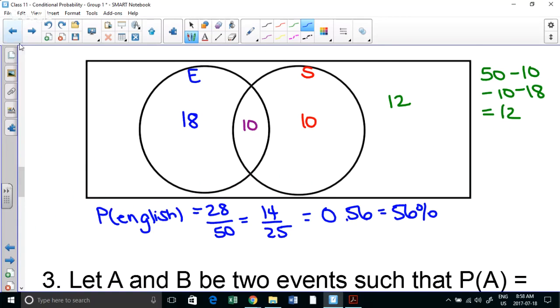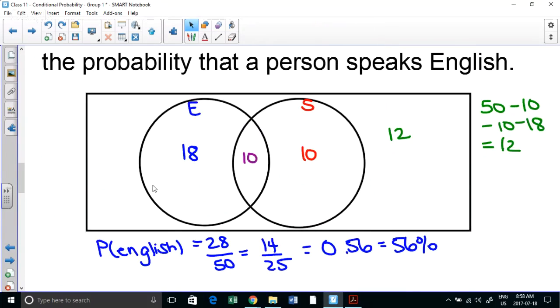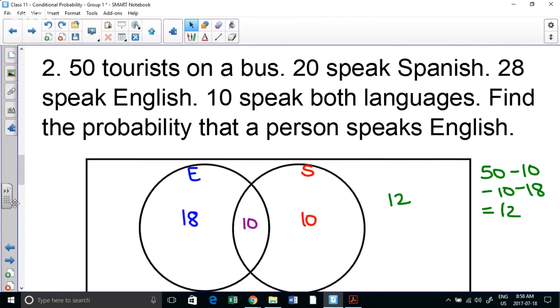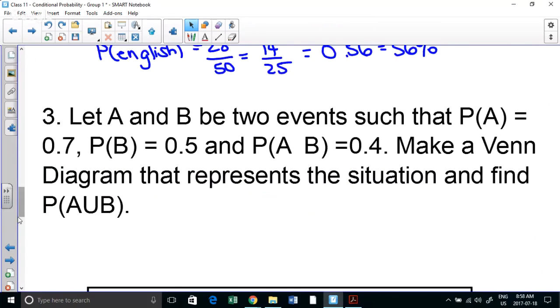I know it's 28 for English, but English is this entire circle. So when I put the 18 with the 10, that means 28. Because you always have to remember it's the whole circle for English. So here there's 18 and here there's 10. Okay.